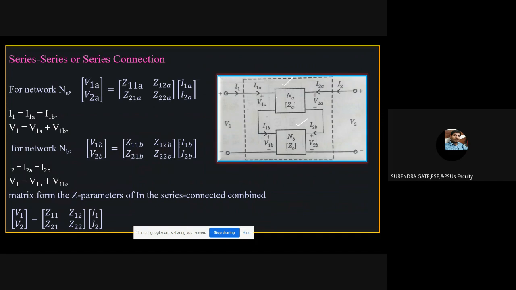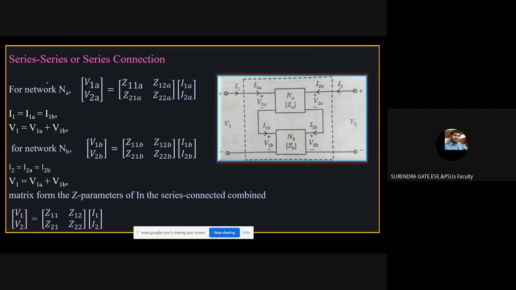See, the input port is connected in series. The input port of network A and the input port of network B are connected in series. At the output side also, the output port of network A and the output port of network B are connected in series. That's why it is called a series connection. Input port is series connection, the output port also series connection.